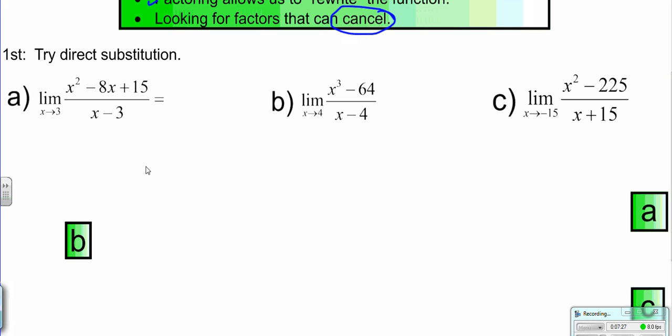So let me get this b out of the way. Not sure what it's doing there. And here we go.